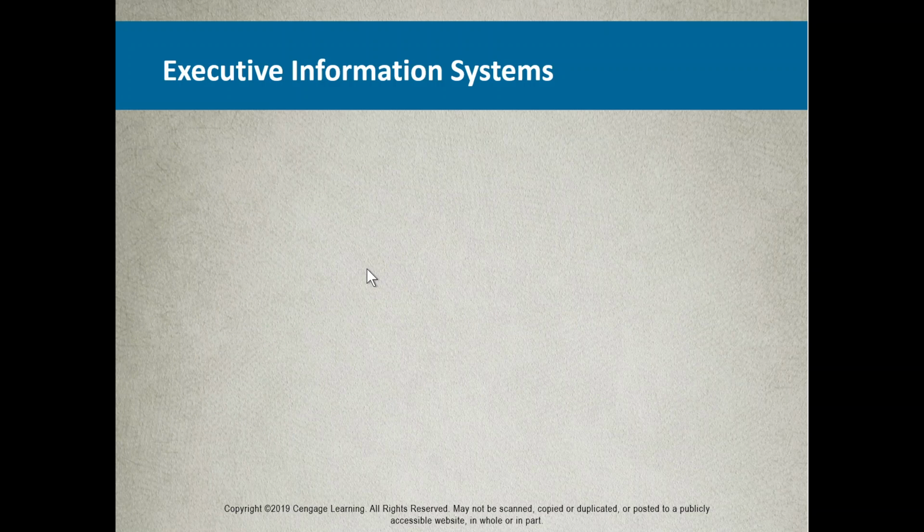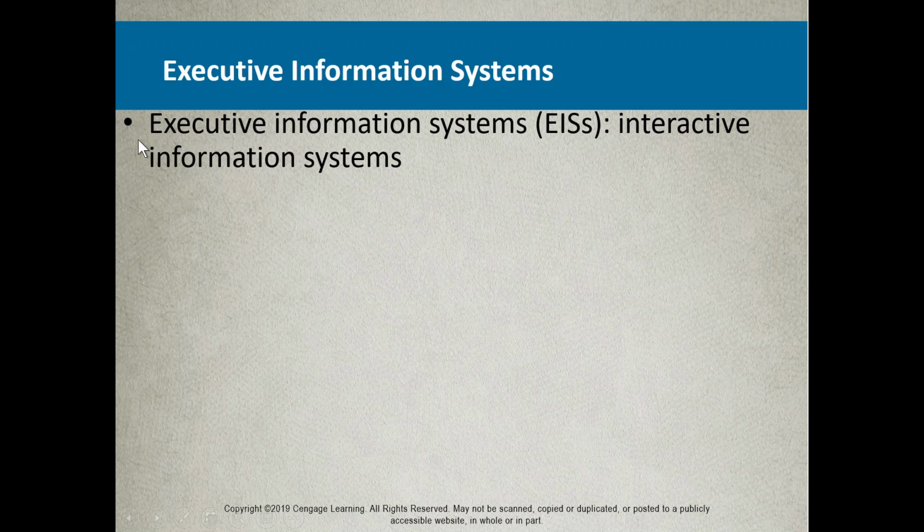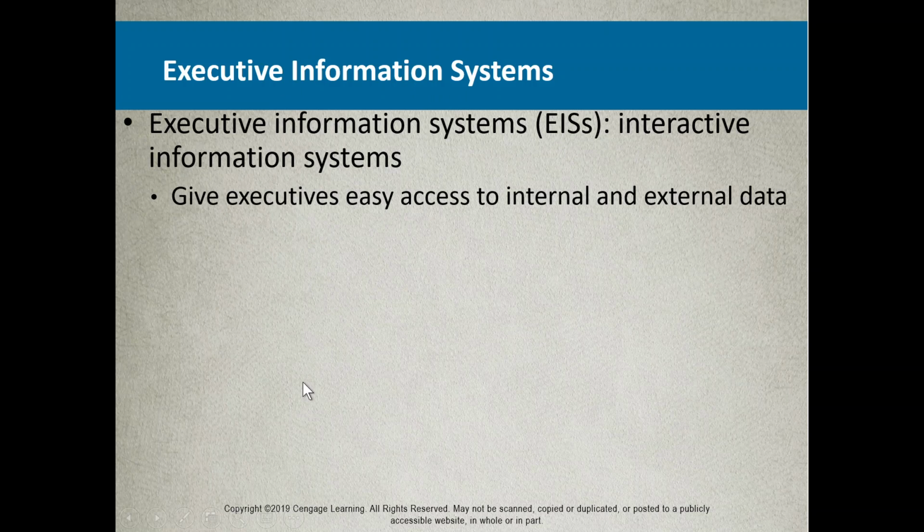All right, executive information system was another one we talked about in the learning objectives at the beginning of this presentation. So an EIS is an interactive information system, which is kind of similar to what we've already been talking about, but geared more around higher level decisions. So it gives executives, CEOs, an easier way to access internal and external data. It is a type of DSS. If you want to think of it, the executive information system is, in a sense, just a decision support system, but for executives.